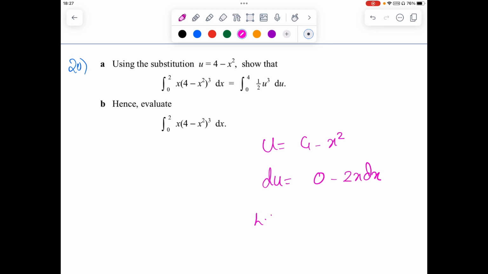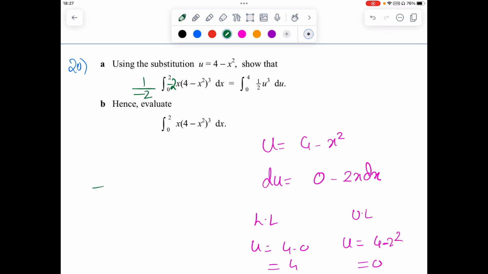So lower limit, u equals 4 minus 0, which is 4. Upper limit, u equals 4 minus 2 square, which is 0. So now, do I have 2x dx? Negative 2. So multiply by negative 2 and divide by negative 2.